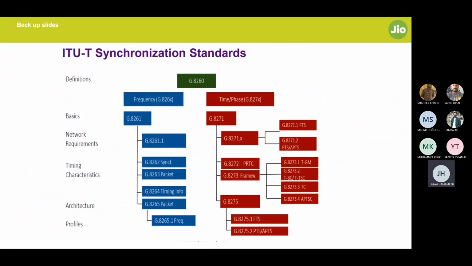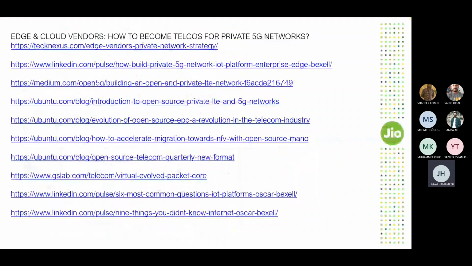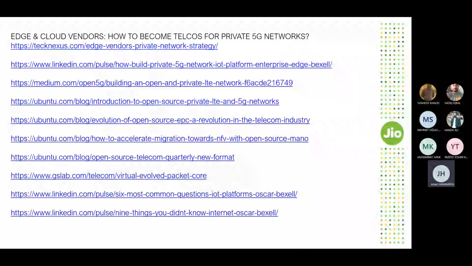So these are backup slides for synchronization issues for your reference if you want, and these are some good links as references where you can resort to them at any time you want, especially if you want to learn step by step how to build a private 5G network, or learn more details about Open RAN, the ecosystem, the companies, the existing solutions, and building platforms for Internet of Things infrastructure.